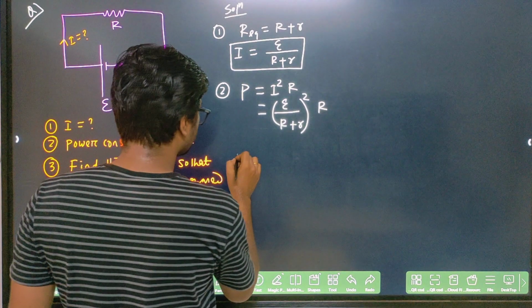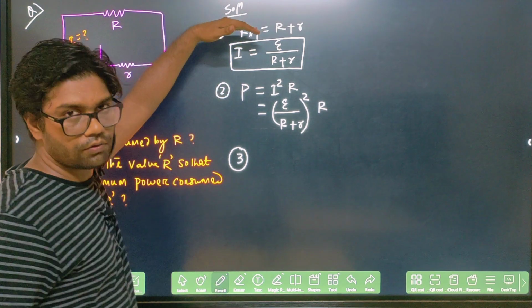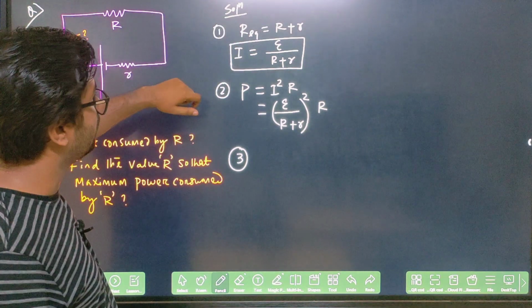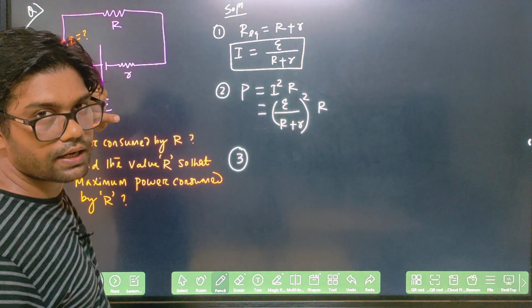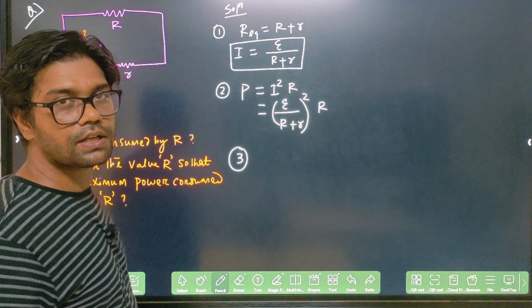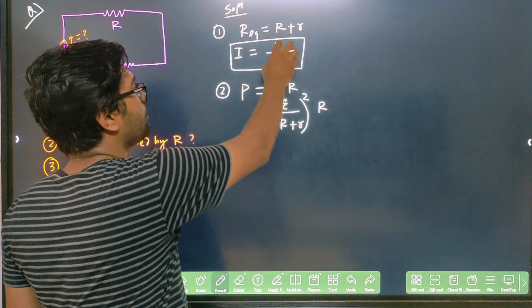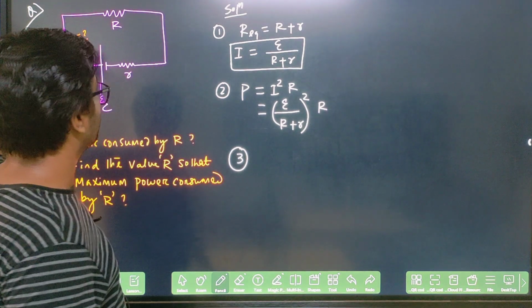Now come to the third question. This is clear, right? First of all, what we find out is the current. How do I find the current? This resistance and this resistance are connected in series. If they are connected in series, then how much current will flow? You will say EMF divided by R plus r current will flow in the circuit, right? And the current value we got.